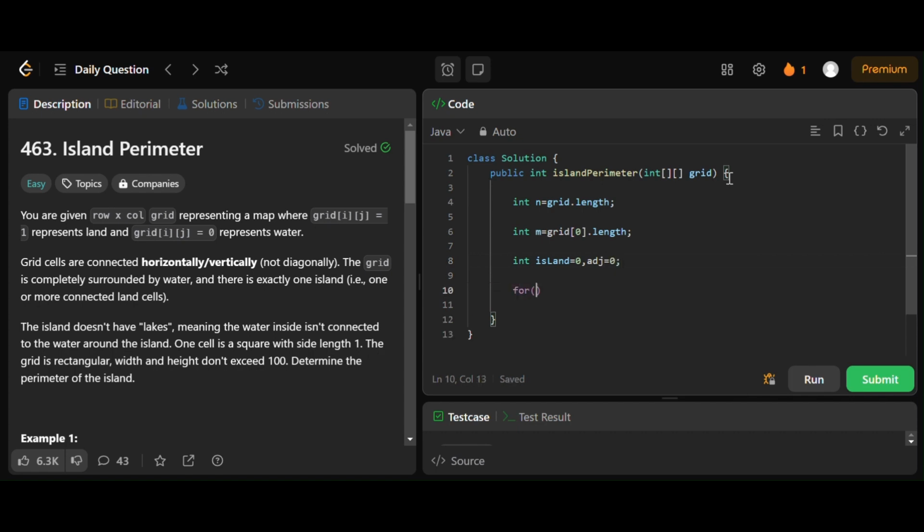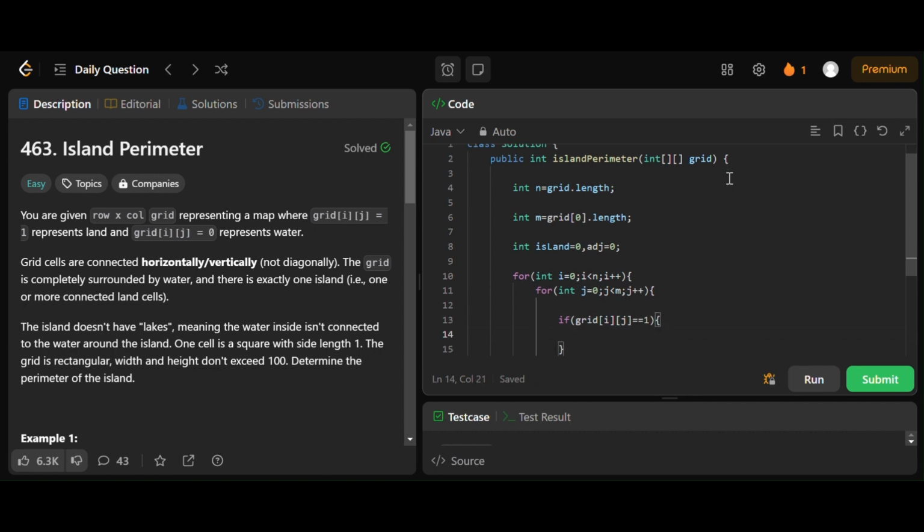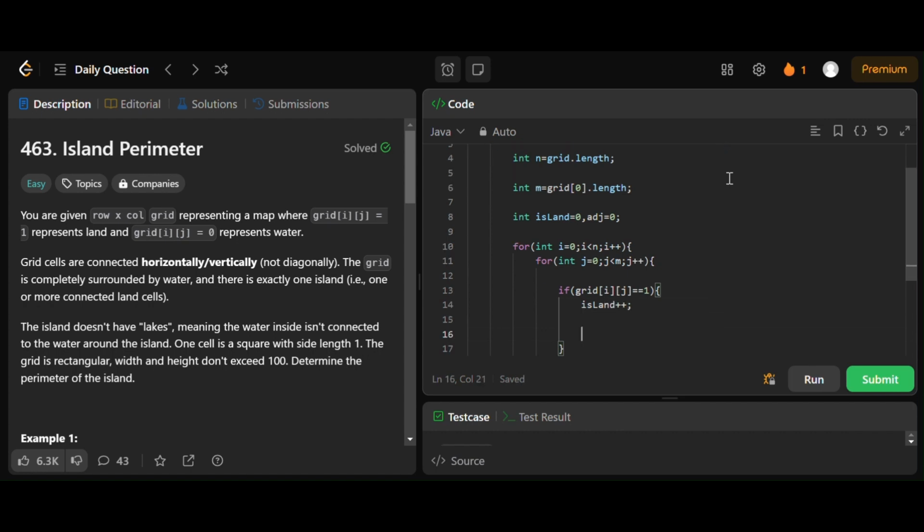So what I am doing, I'll be traversing through all the rows and columns in my matrix. So whenever I see that my current grid cell is 1, that means there is an island. So I just increase the island value, but I also have to count the adjacent cells. So how can we find adjacent?